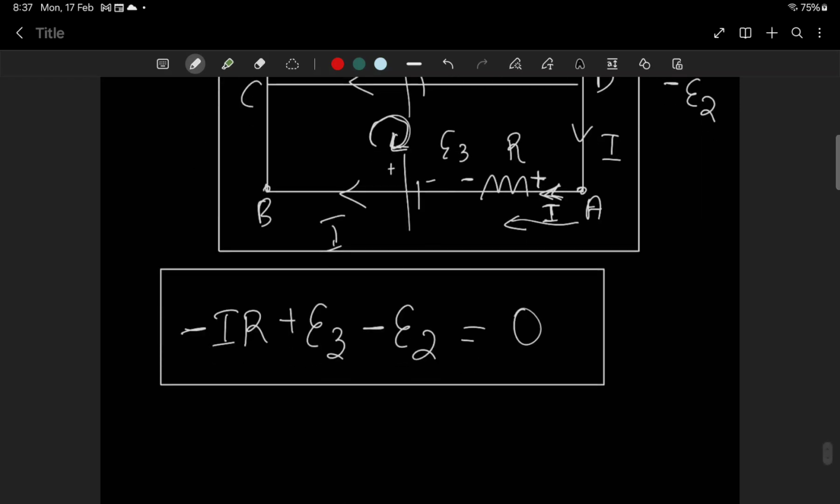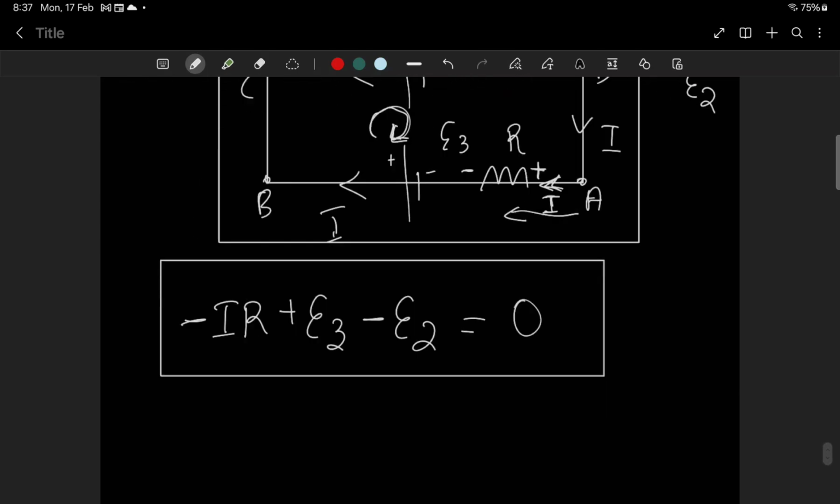Okay, this is about Kirchhoff's loop rule. Now the two rules come to an end. Now we have a special application of the loop rule, that is the Wheatstone bridge.